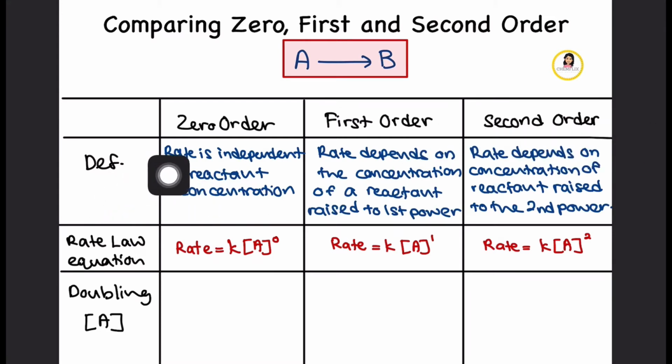A zero order reaction is a reaction where rate is independent of the reactant concentration. For first order, it is the reaction in which the rate depends on the concentration of reactant raised to the first power. And finally, for second order, it's a reaction in which the rate depends on the concentration of reactant raised to the second power.